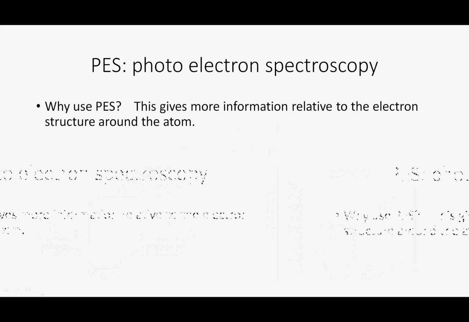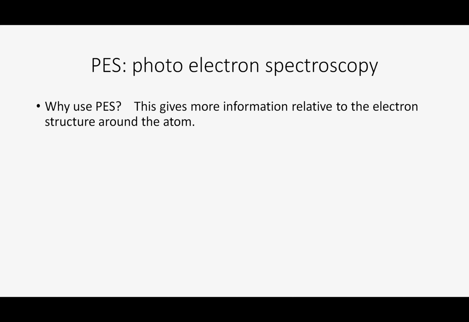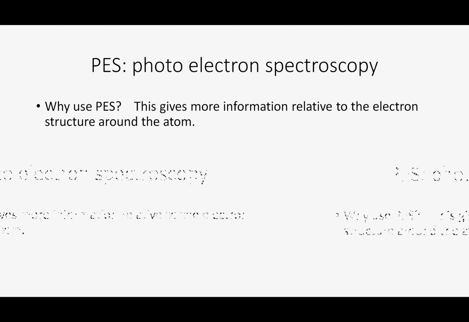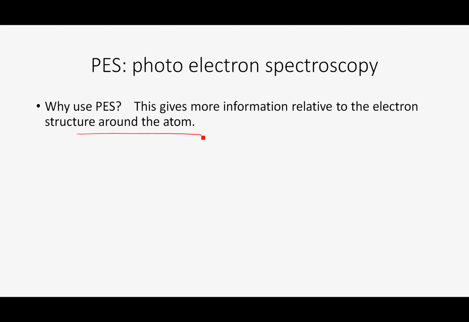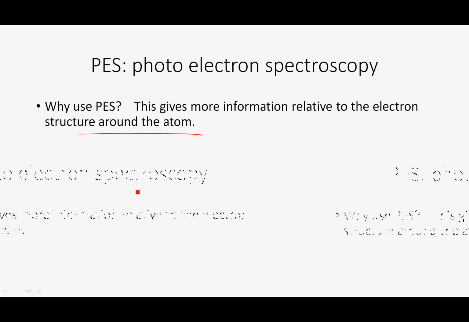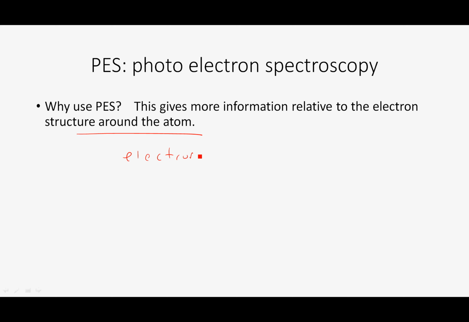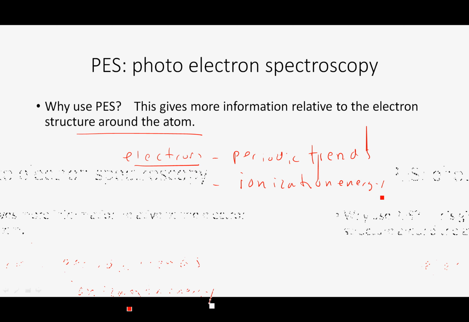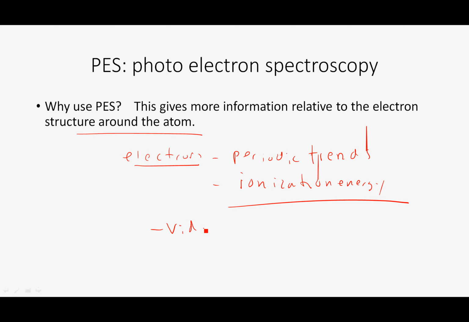All right, photoelectron spectroscopy. Why use a PES? This gives us more information relative to electron structure around the atom. This is a very good tool for relating a bunch of stuff involving what we know about electrons, the periodic trends, ionization energy. There is a separate video just on this topic, so I'm not going to spend any time on it. But it is becoming more and more common on the AP exam as of 2015.